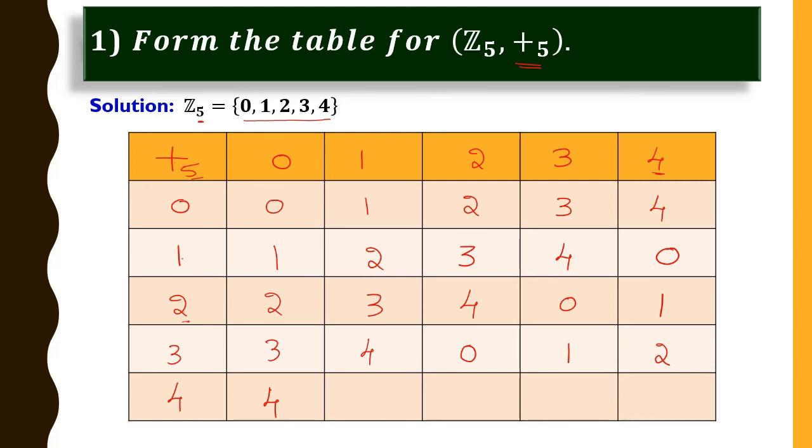Okay. Similarly, 4 plus 1 is 5. Therefore remainder is 0. 4 plus 2, 6. Remainder is 1. 4 plus 3, 7. Remainder is 2. 4 plus 4, 8. Remainder is 3. So this is how we have to write the table for the given set. I hope you understood how to write the table for addition modulo 5.